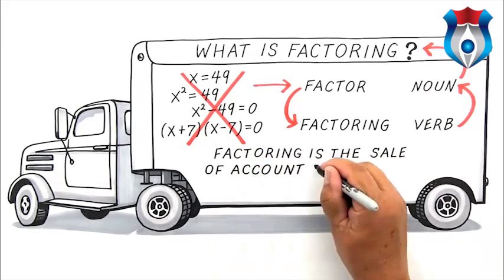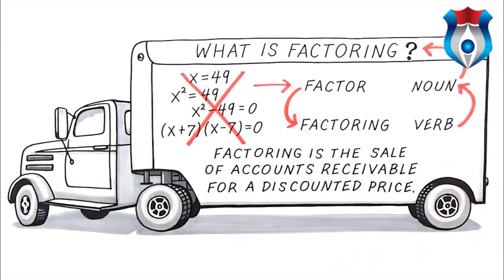Factoring is the sale of accounts receivable for a discounted price. Notice we said sale, not loan. It's easy to mistake factoring for lending because in practice, the relationship between a factor and its client is a lot like lender and borrower. There are, however, important differences.